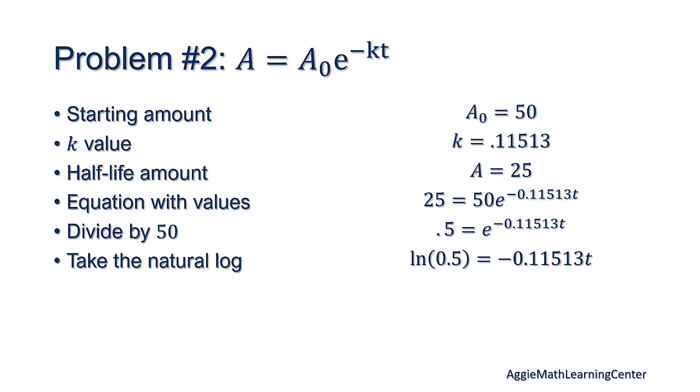We will then take the natural log of both sides to give us the natural log of 0.5 equals negative 0.11513 times t. We'll then divide both sides by negative 0.11513 to give us t equals 6.021. Therefore, the half-life of this isotope is 6.021 hours.